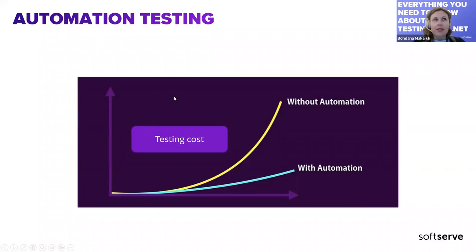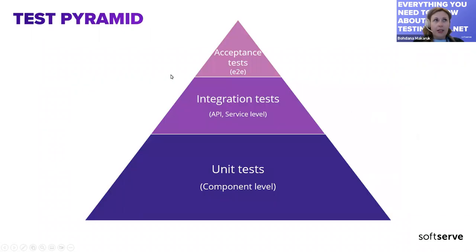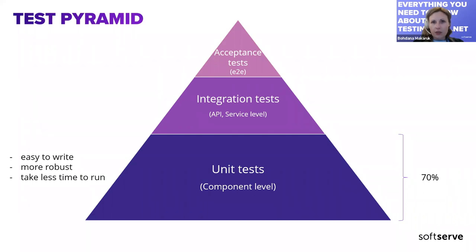So in the scope of automation testing, we cannot not talk about a test pyramid and the types of tests in scope of this pyramid. So unit testing is a base, a practice of testing that focuses on verifying the functionality of individual units or components of an application. Unit testing is used to ensure that each individual unit of an application works as we expect, and we can catch defects early during the development process.